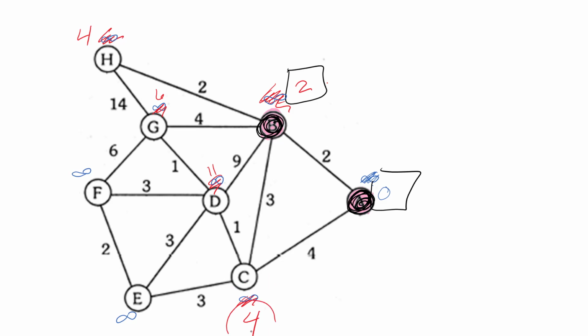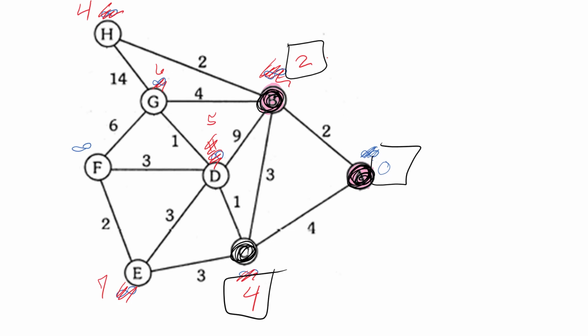So let's say I've got 4 plus 3 is 7. 7 is definitely less than infinity. 4 plus 1 is 5. 5 is definitely less than 11. And those are the only unvisited nodes I can go to. So that means I am now officially done here, and I've got an answer to go there.